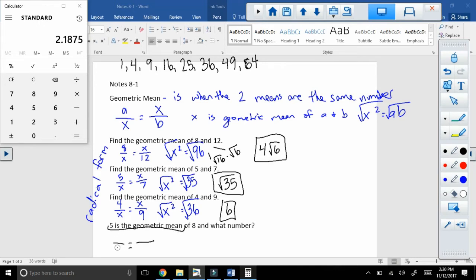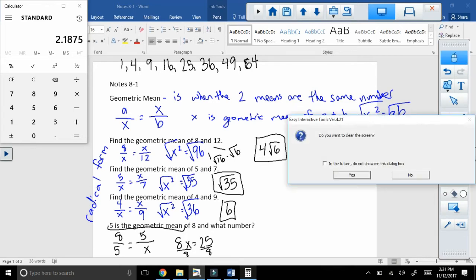So when I set this one up, instead of having x and x here, I'm going to have 5 and 5, because the geometric mean is that same number of 8 and what number? So I'll set it up like this. When I'm solving this, I'm going to write 8x equals 25, and then just to solve, I'm just going to have to go through algebra and solve that.